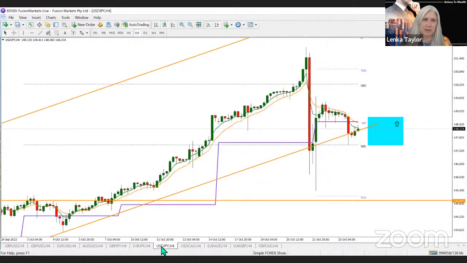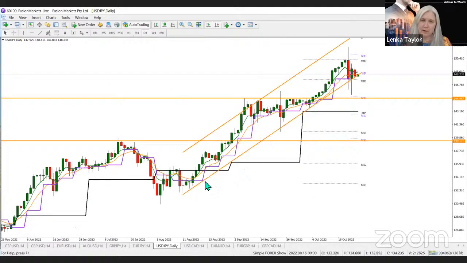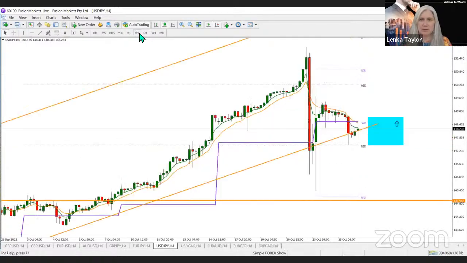Next currency pair I'm looking at is USD JPY. And here we're still within that channel that we have been for quite some time. So here I'm looking for long opportunities if we stay within that channel, which at the moment we are. If that price pops up back above the weekly pivot, then I'm looking at long opportunities here. At the moment, still indecision. So we just want to see that price stay within the channel.